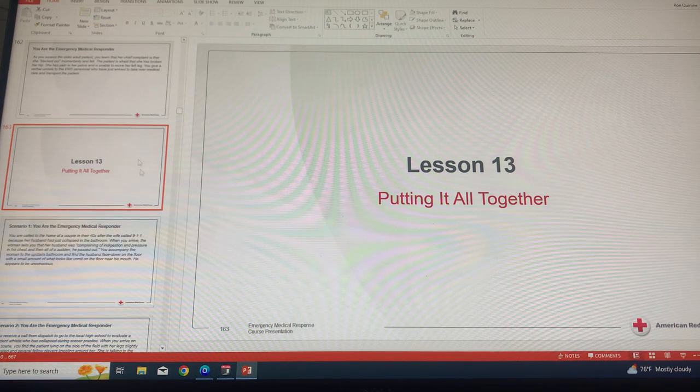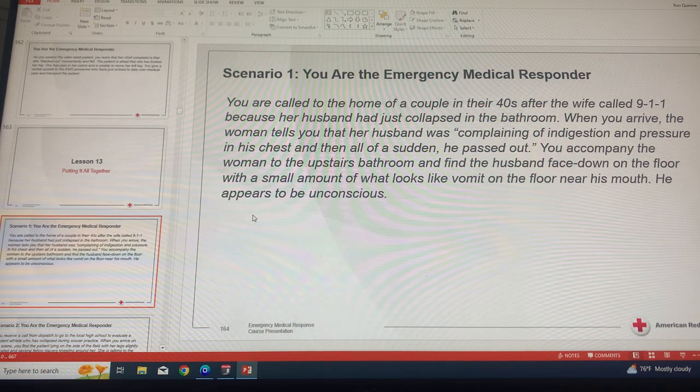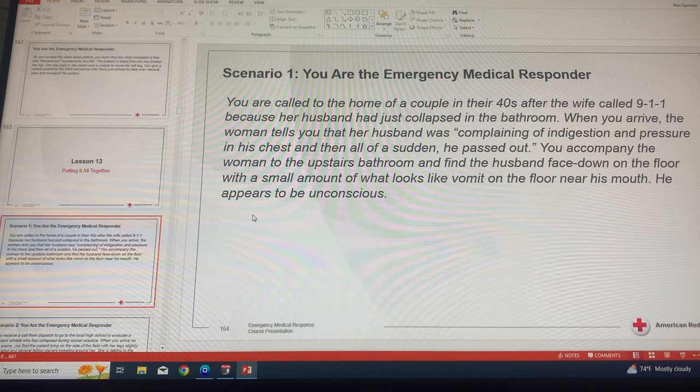The first scenario is scenario 1. You are the emergency medical responder. You are called to the home of a couple in their 40s after the wife called 911 because her husband had just collapsed in the bathroom. When you arrive, the woman tells you that her husband was complaining of indigestion and pressure in his chest, and then all of a sudden he passed out.